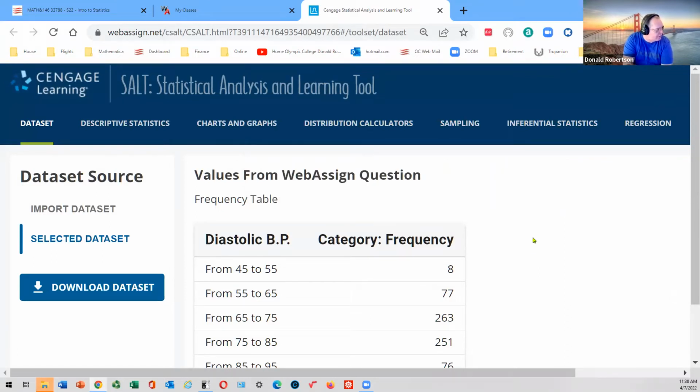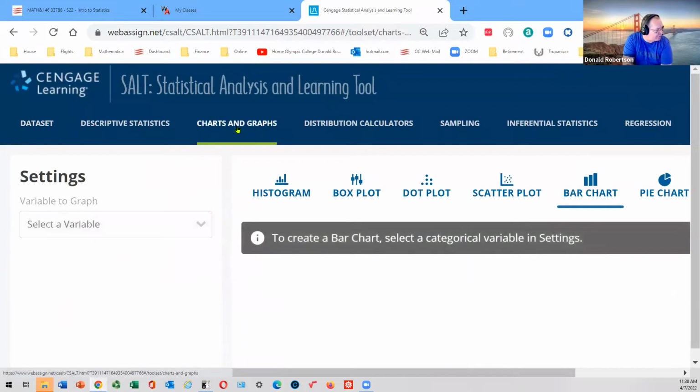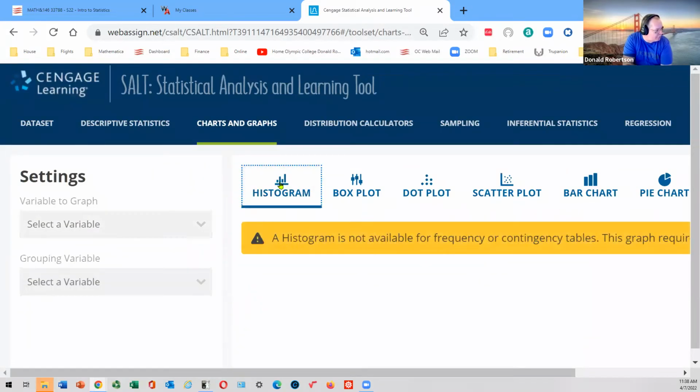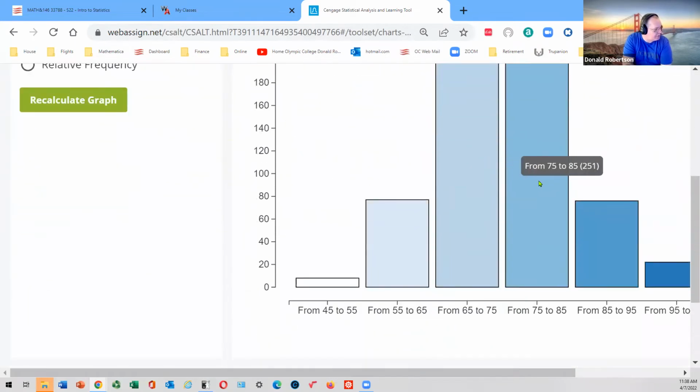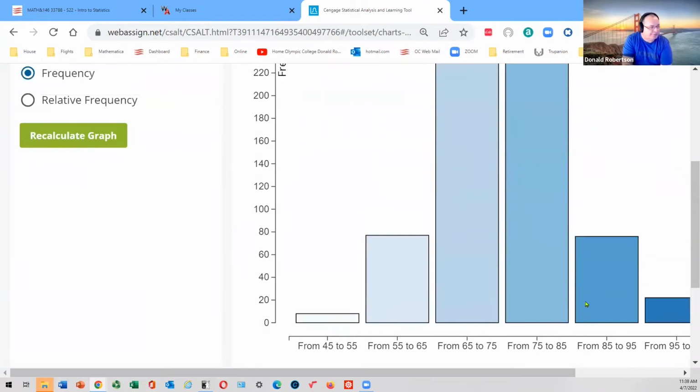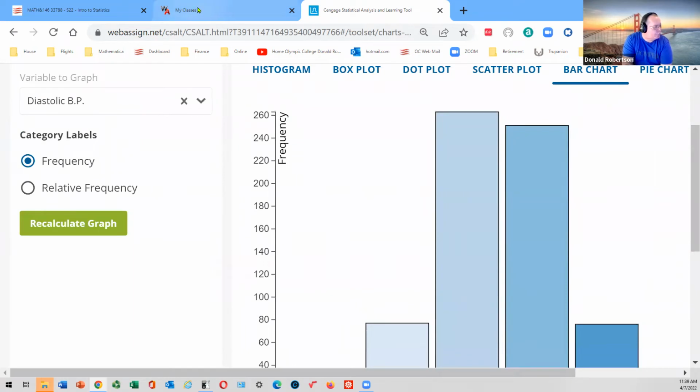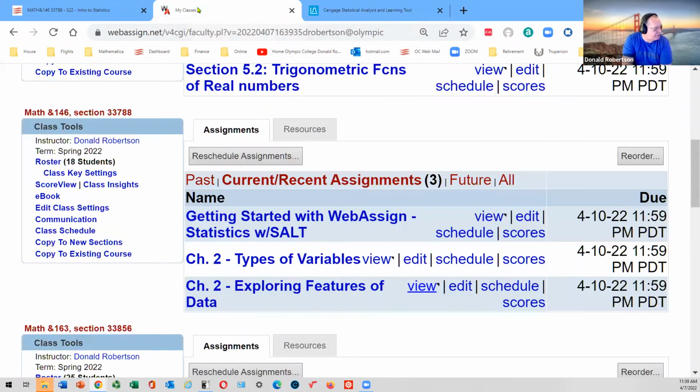There we go. And I'm going to go to charts and hit histogram, I hope. Oops, I will hit bar chart. Oh, they're calling it a bar chart. Oh, come on. Oh, they're driving me crazy here.